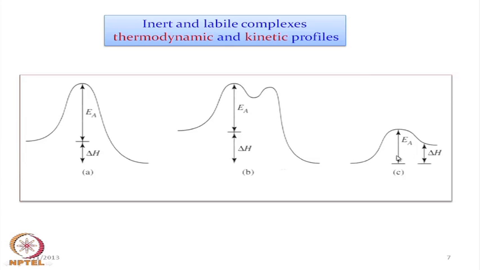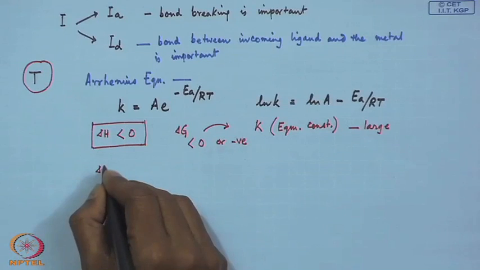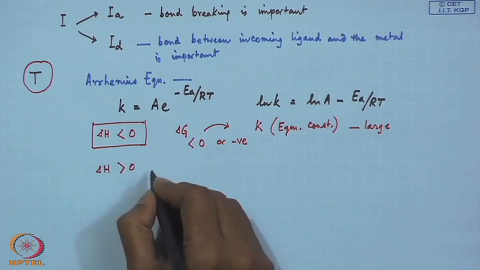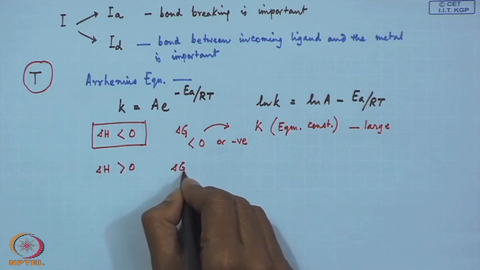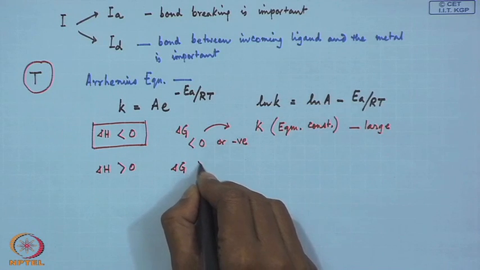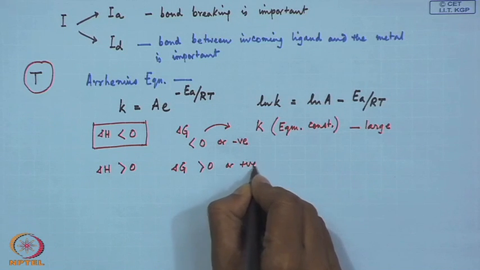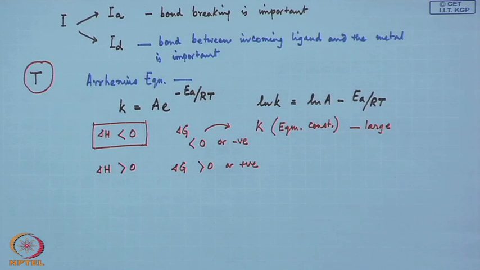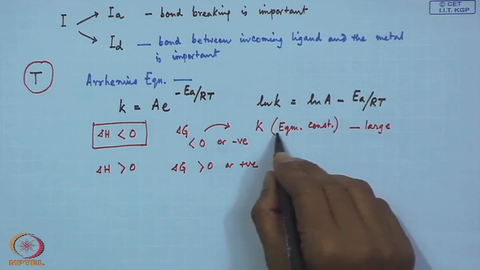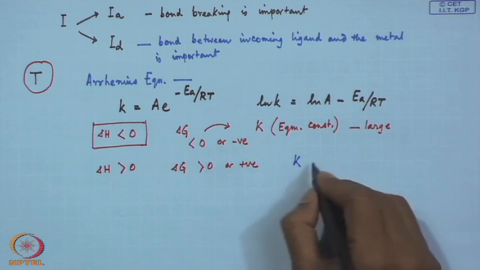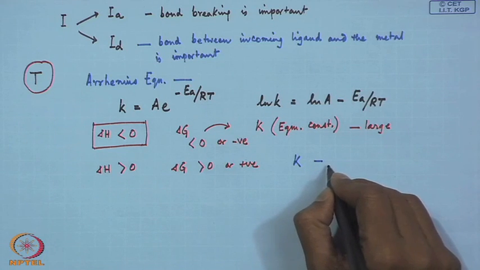But in this particular case, because delta H is greater than 0, delta H is positive, delta G is also greater than 0, or positive. So, when delta H is greater than 0 and delta G is positive, the K value, that means the equilibrium constant, is therefore small.